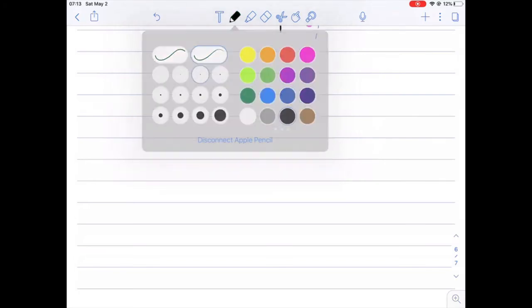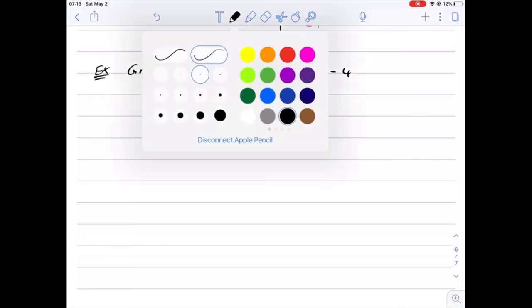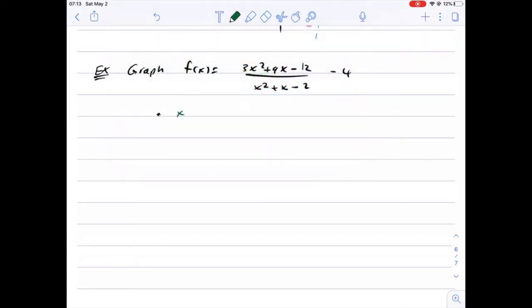Now we have the last example. Let's discuss the last example here in this video. If we want to graph the function f of x equals (3x squared plus 9x minus 12) over (x squared plus x minus 2), all minus 4, we start with, if it's not easy to determine the domain, don't worry about that. So let's start with the x-intercept.